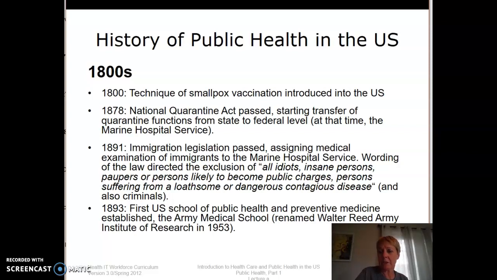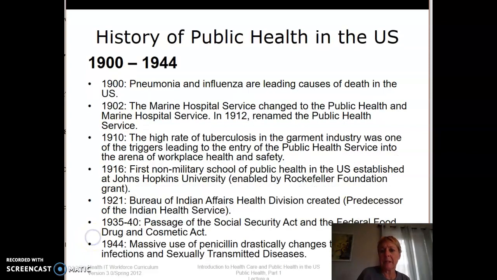They also had the National Quarantine Act going from state to federal level. They had immigration legislation passed assigning medical exams of immigrants to the United States. And then in 1893, they had the first U.S. School of Public Health and Medicine, and that is what is now known as the Walter Reed Medical Center.